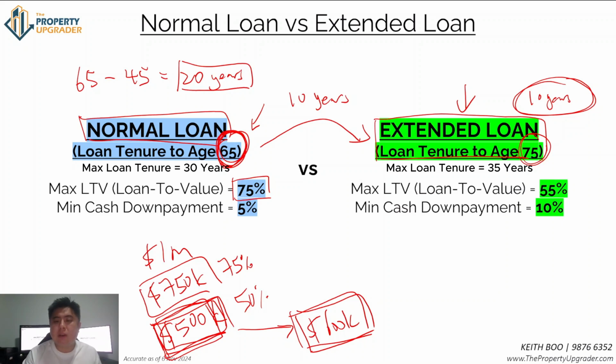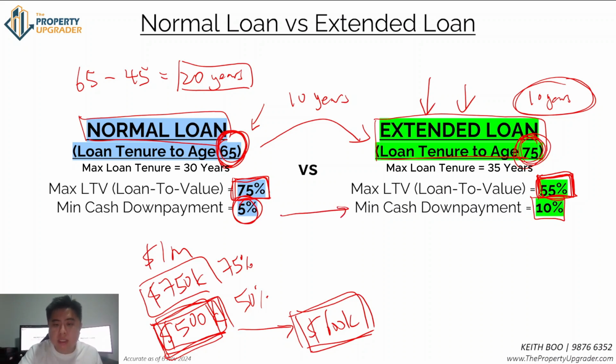Not really. Because for an extended loan, the max loan is now reduced down to only 55% from the 75% that you can get if you were to go for a normal loan. The reason why it is 55% is because it's up to age 75, which is quite a high age, and the banks probably want to be more prudent, which is why they are only able to give you up to a max of 55% property value if you utilize an extended loan. Also take note that the minimum cash down payment required will be increased from 5% to 10%.